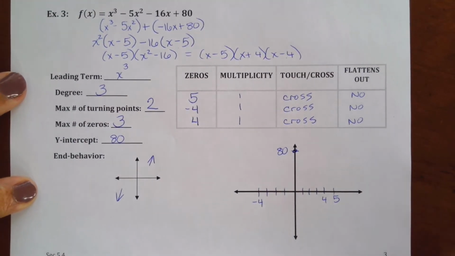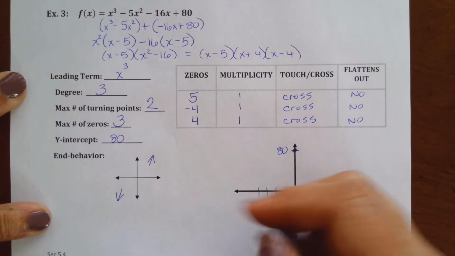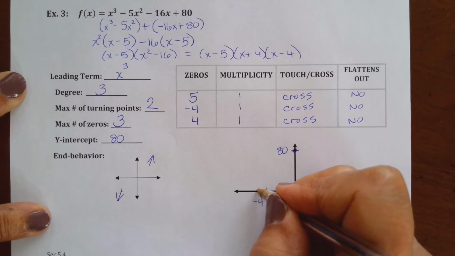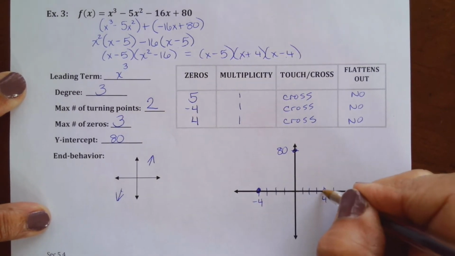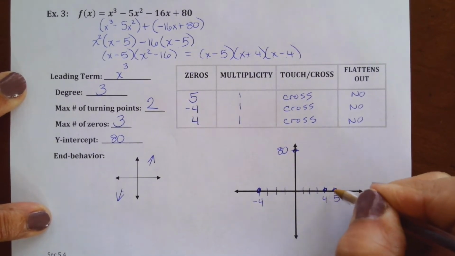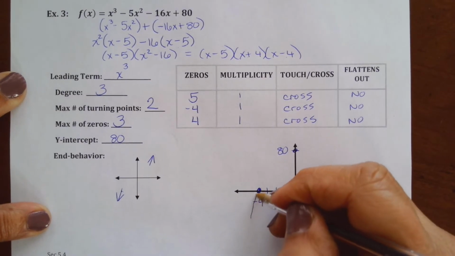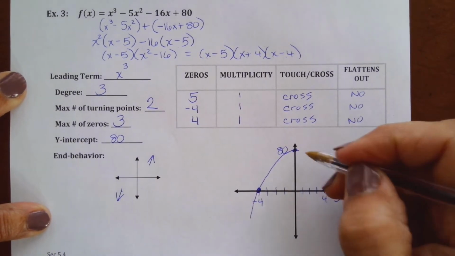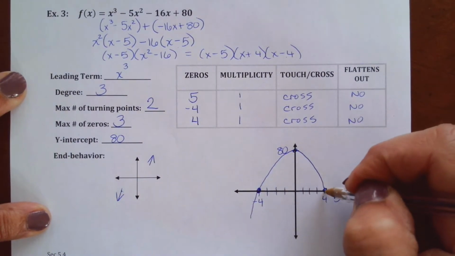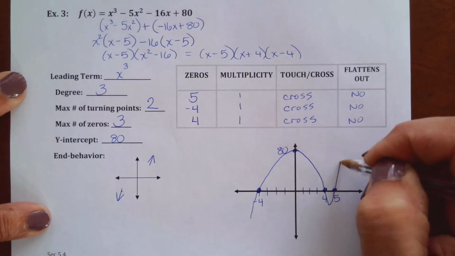All right, so remember, we're crossing at each of those values. We have to touch here, and we'll always start with the left side, so we're going to be down. So here's, let me put some points in there for the roots. All right, so we're going to go through here, touch there, and then I've got to cross and come back and cross again.